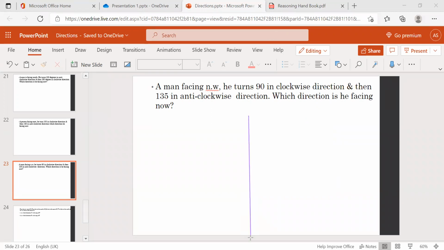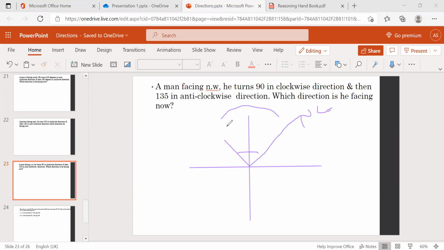This is the direction from here to here, right? The man facing northwest, like this, and he turns clockwise. Clockwise means like this, right? Like this. So how many degrees? 90 degrees, like this. That means now he is northeast.